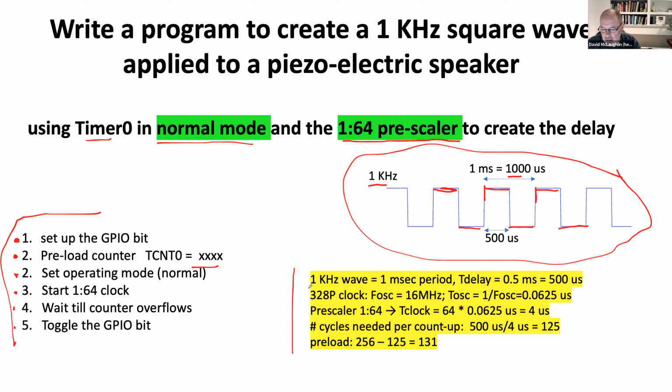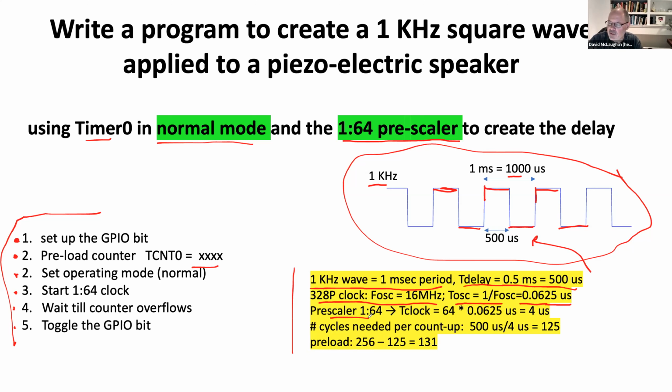So what we want is a 1 kilohertz square wave, which means a 1 millisecond period, which means that we want a delay of 500 microseconds, which is what we just talked about here. So how do we get a delay of 500 microseconds? Well, our clock has an oscillator of 16 megahertz. That means the period associated with that oscillator, the time from rising edge to rising edge, is 1 over the frequency. It's 0.0625 microseconds, or 62.5 nanoseconds. It's pretty tiny, a fraction of a microsecond.